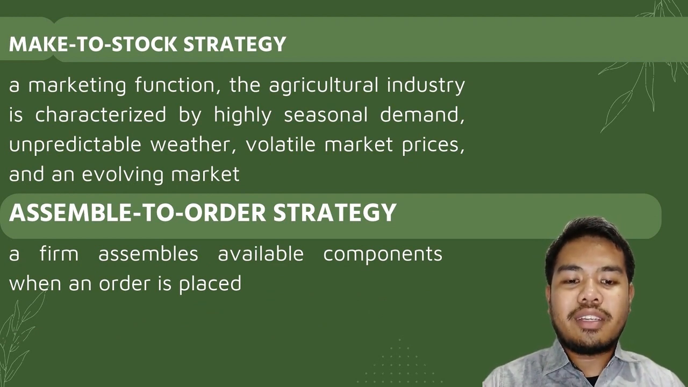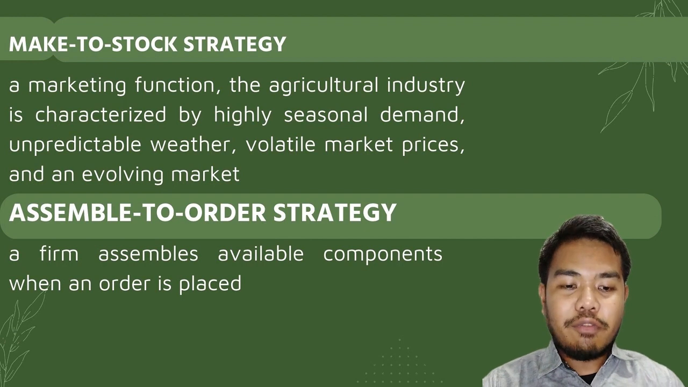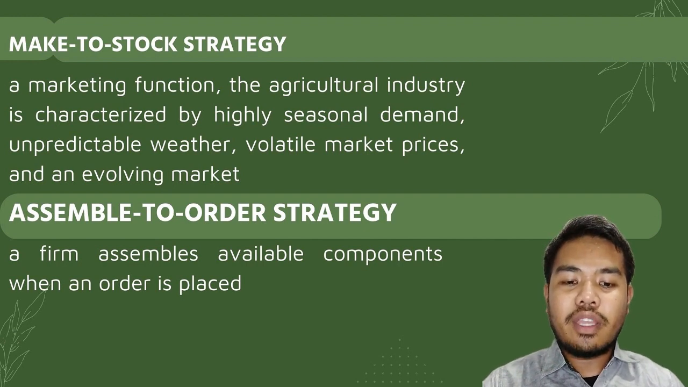Make to stock strategy. When we say make to stock strategy, a marketing function of the agricultural industry is characterized by highly seasonal demand and unpredictable weather, volatile market prices, and an evolving market. Assemble to order strategy. It is when a firm assembles available components when an order is placed.